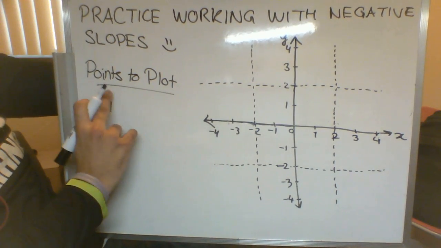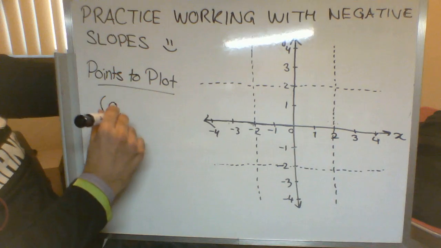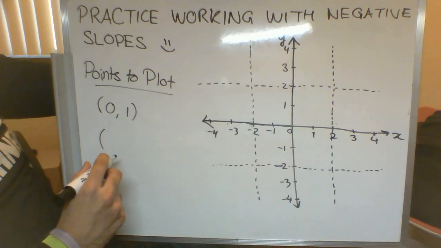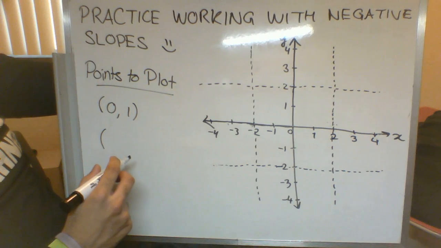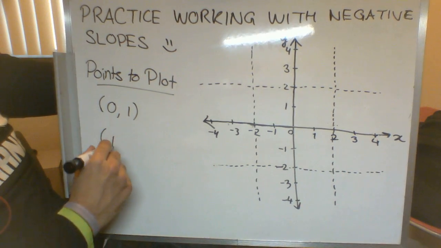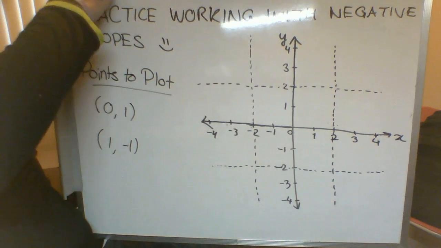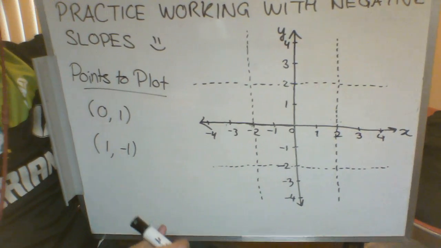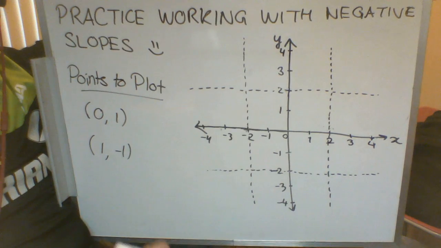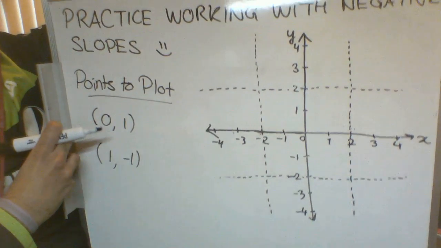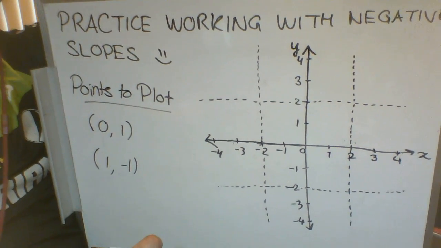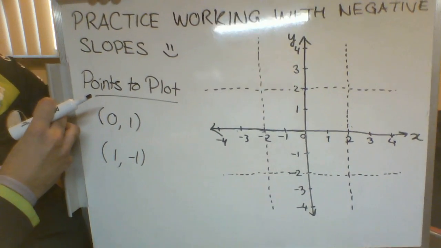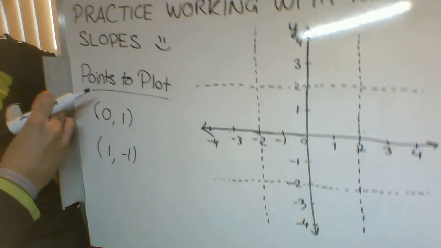So we've got, let's say we have a point at 0, 1, and we'll have a point at, let's say, 1, -1. Those will be the only 2 points that we plot, and then we will use those 2 points to find the equation of the line. And it'll actually be, hopefully, just as easy as it was the last time we did a question like this. But so let's go ahead and plot those points. Remember, it's x-coordinate first, and then the y-coordinate.